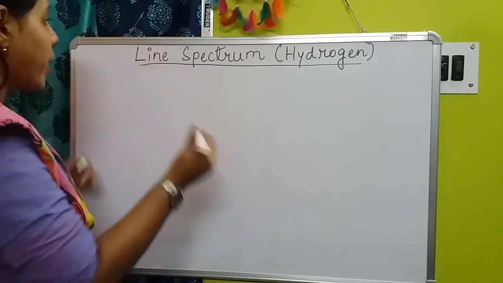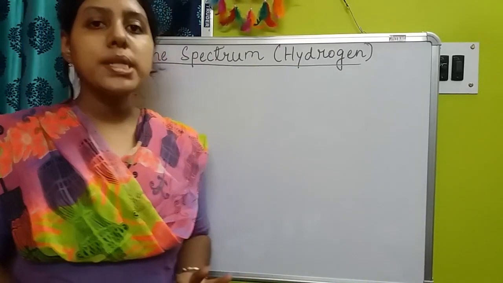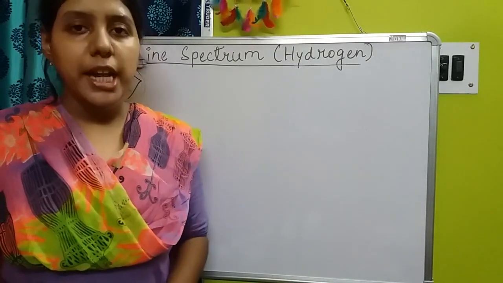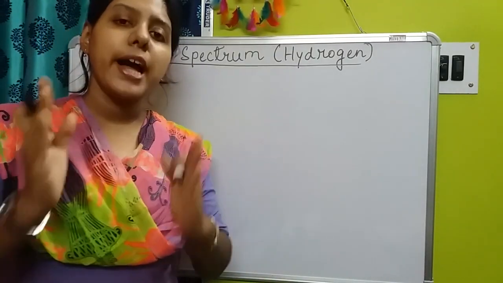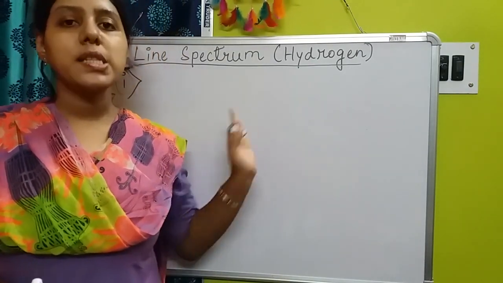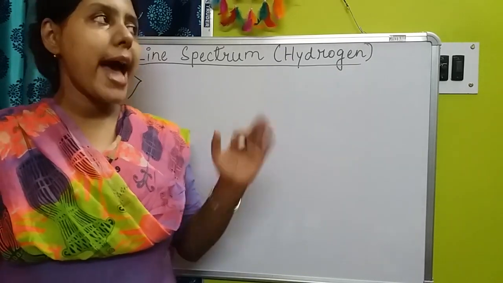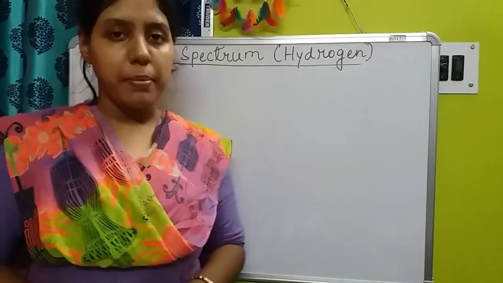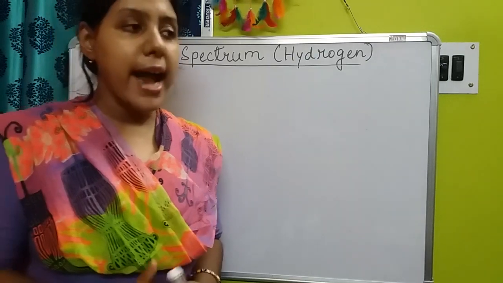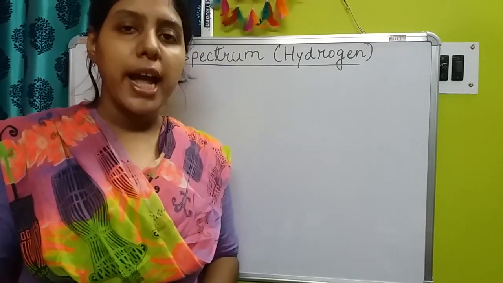First of all, point number 1: here we could see a spectrum where some bright lines are obtained which are separated by some dark spaces, from where we can conclude that it is an example of a line spectrum or discontinuous spectrum, which is also called atomic spectrum. Clear?